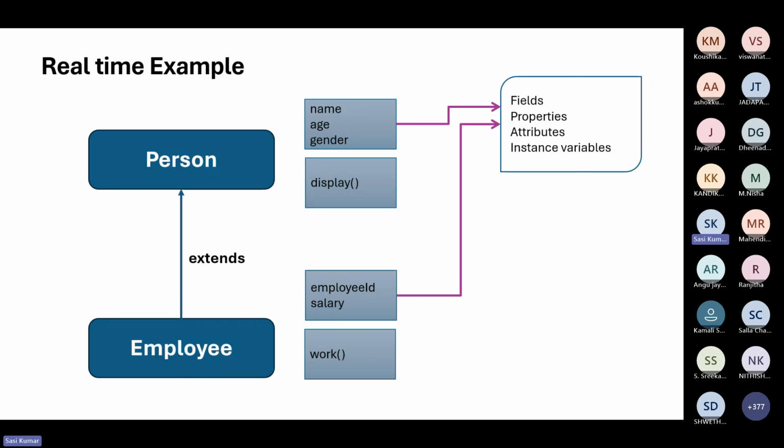In an IT company, in an interview, or in your college, when you are studying, if your professor or interviewer asks, what is meant by property? What are the employee class fields? What are the attributes? All are the same, right? Only the names are different. You can refer to these things by any one of the names, right? Name, age, gender, employee ID, salary, all are called fields, properties, attributes, or instance variables, right?